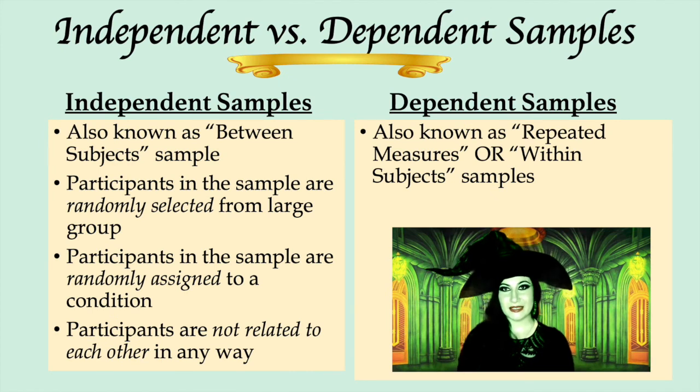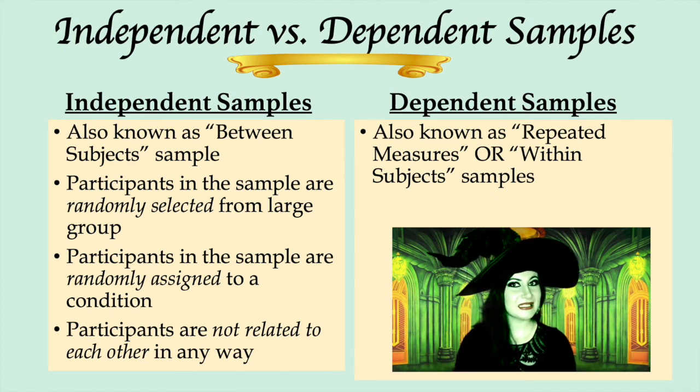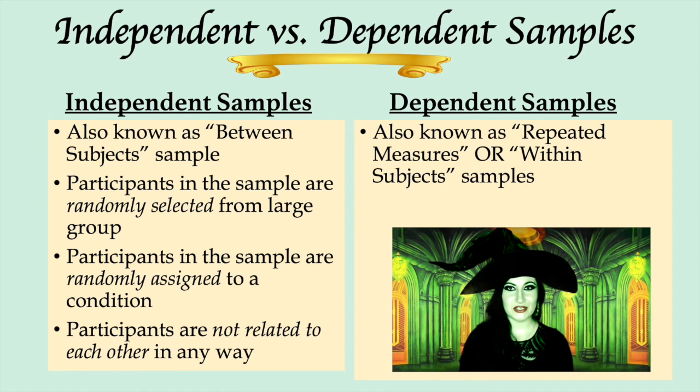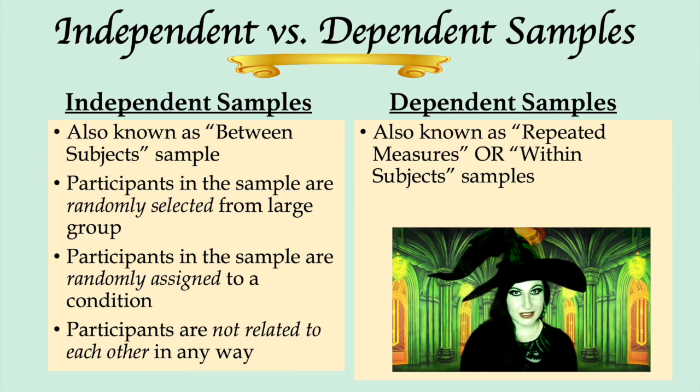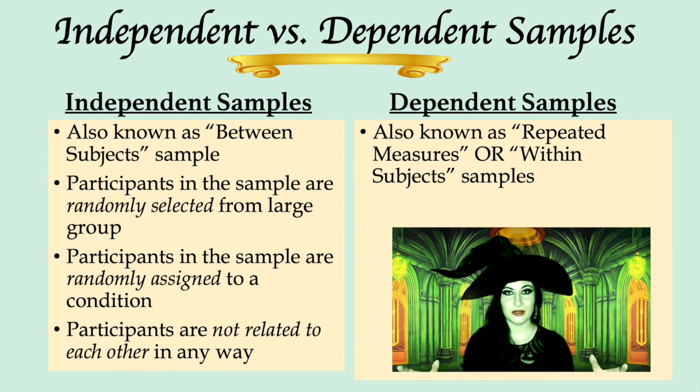So another word for dependent samples is going to be repeated measures or within subjects. If you think about the phrase repeated measures, it means that you are repeatedly measuring the same group or the same person over time. And within subjects basically means that you are going to be measuring the variance of the same person within him or herself. Whereas on the other hand, for independent samples, we have between subjects. So we're comparing different people to each other. But in dependent samples, we're going to be measuring the same group of people over time.